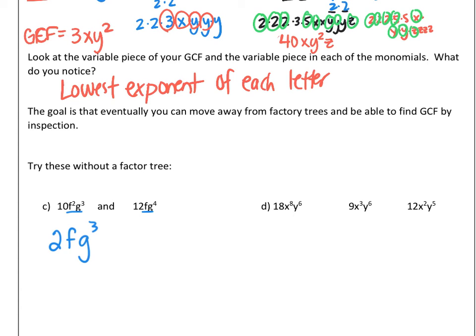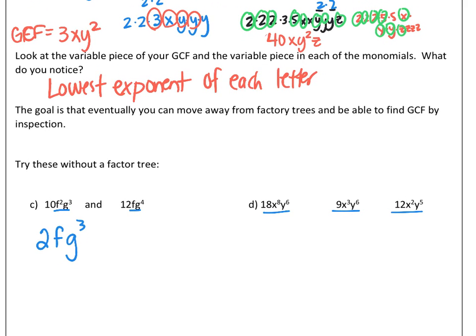Okay, let's look at this next example. 18x to the 8, y to the 6, 9x cubed y to the 6, and 12x squared y to the 5th. So looking at my numbers, 18, 9, and 12. So I know that 3 can go into all of those. I'm going to take a 3 out. I look at my letters. I've got x to the 8, x to the 3, x to the 2. So I can take an x to the 2 because it's got to be able to come out of all of them. And my letters, y to the 5.